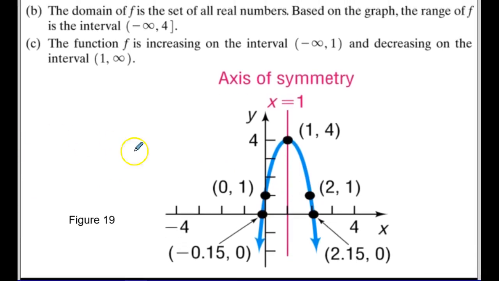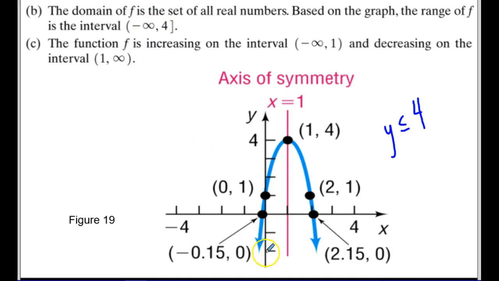So my domain for this one is all real numbers, right? So domain is x. Based on the graph, my range is going to be y, because range is always y, is less than or equal to, because we're going down, 4. That's the highest point that I see. And I can also write that in interval notation.